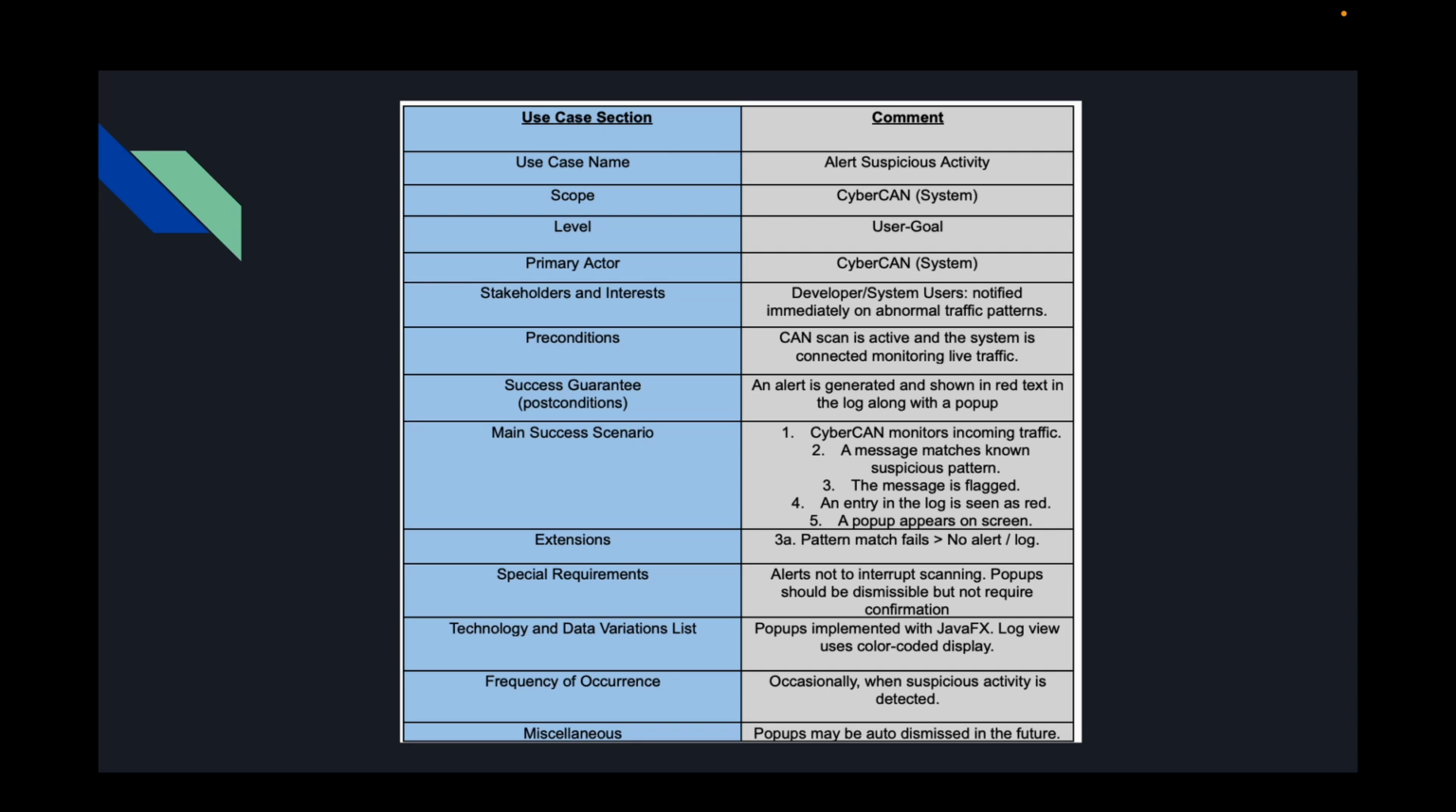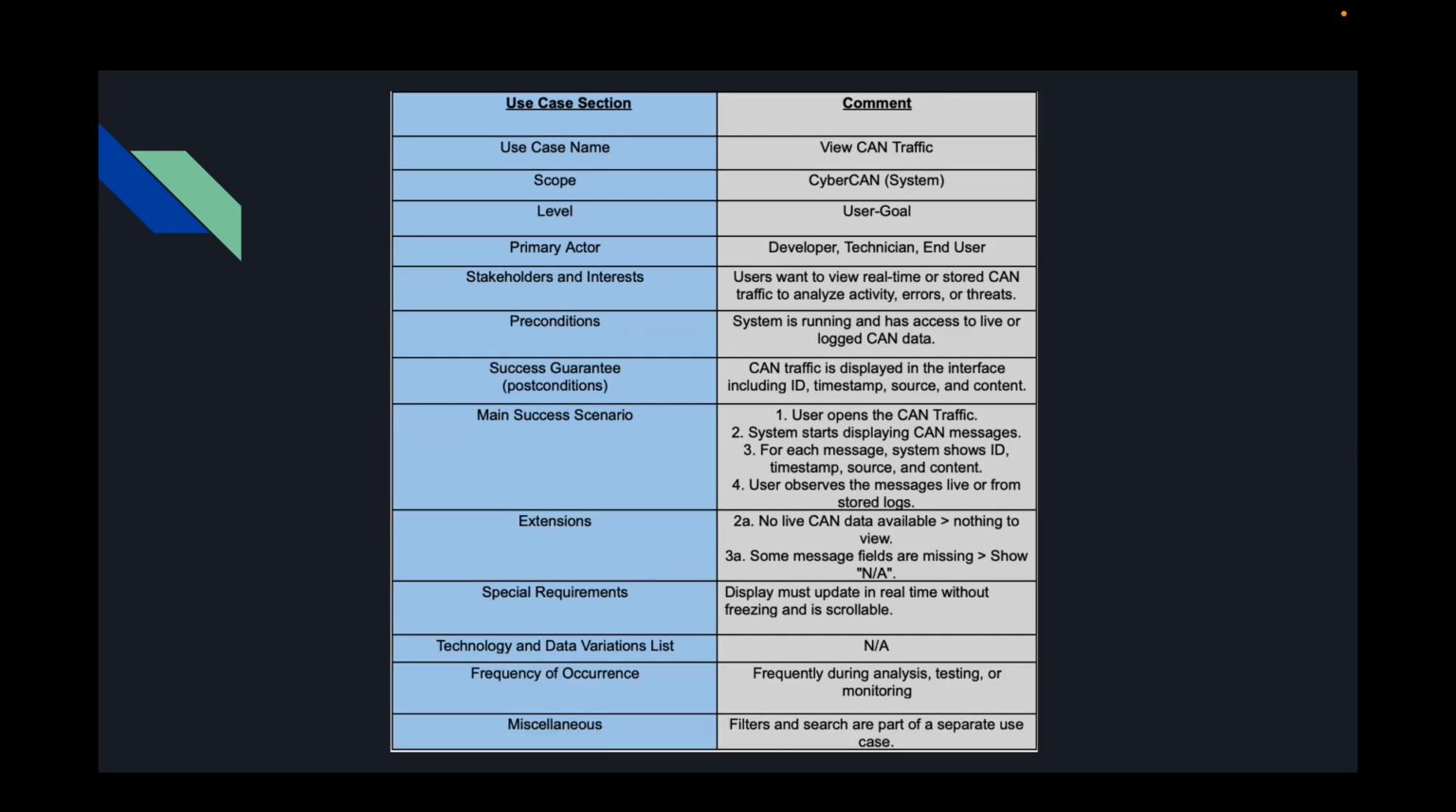The main success scenario is the CyberCAN monitors incoming traffic. A message matches a known suspicious problem. The message is flagged and it pops up on the screen. Extensions is that there is no alert and nothing pops up. So special requirements are that alerts do not interrupt scanning, and pop-ups should be dismissible. The frequency is occasionally when suspicious activity is detected, and miscellaneous is that the pop-ups can be auto-dismissed in the future. The next one is view CAN traffic.